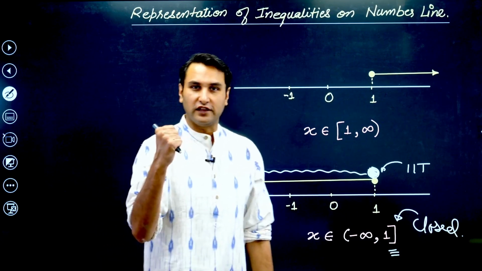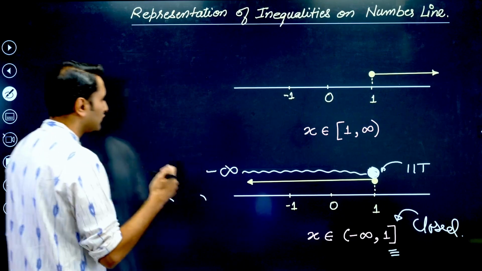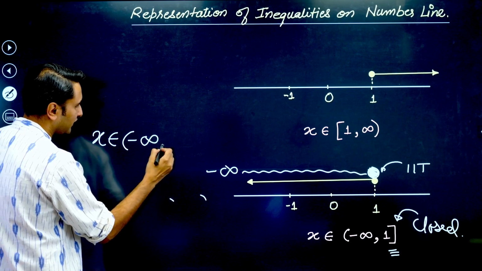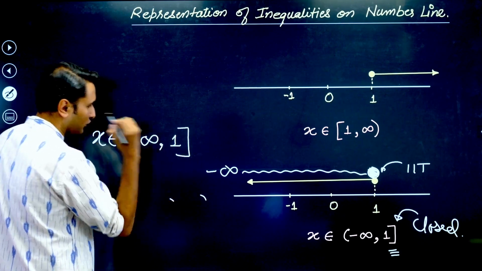You have closed the deal. You have got into IIT, right? So how do you represent that? X belongs to minus infinity to 1, closed.